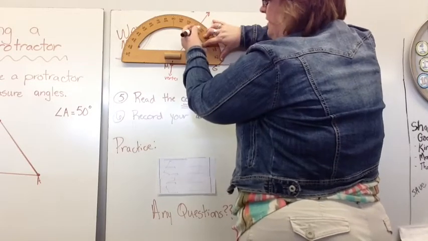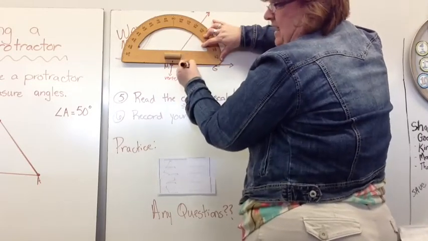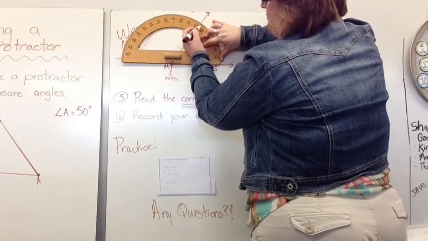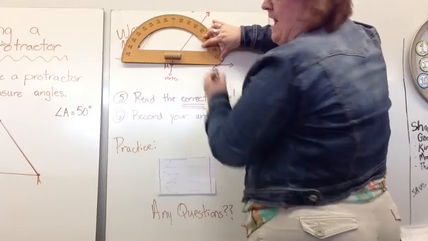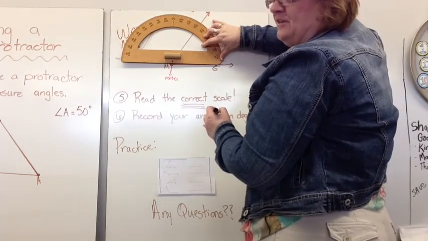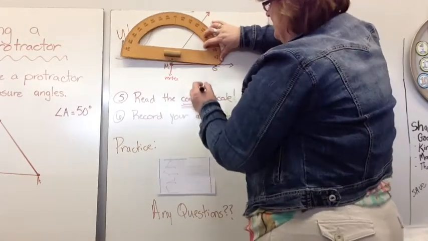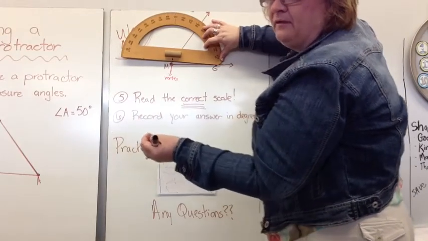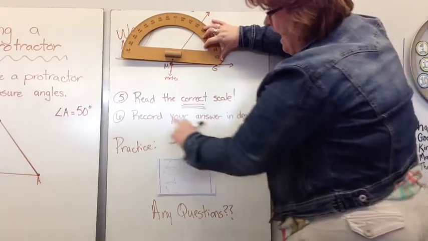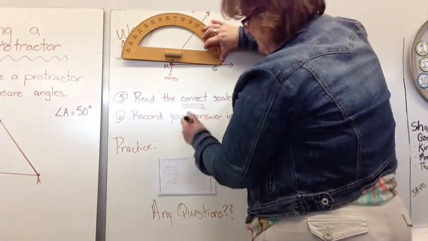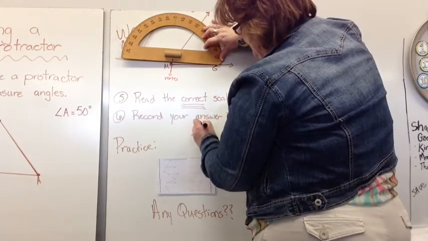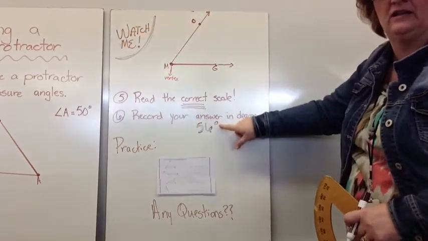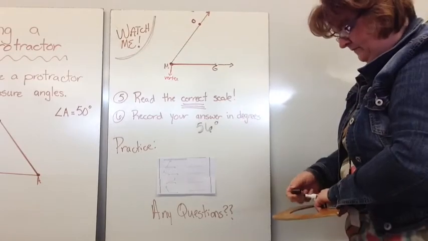I know it's not the 120 and 130 because it's an acute angle. So it's going to come between 50 and 60. Now the big line there is 55. It's one past that, which tells me it's 56 degrees. So I chose the correct scale by knowing my acute versus my obtuse angles. And I'm going to record my answer in degrees. So this is actually 56 degrees. Degrees is just a little circle like that above the number.